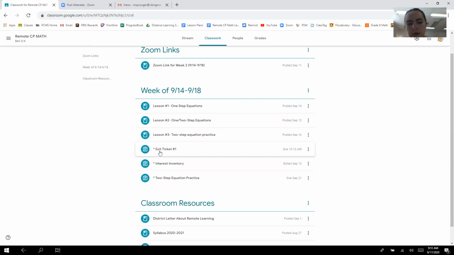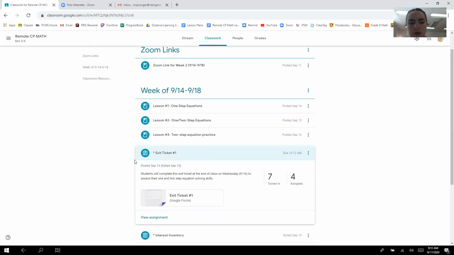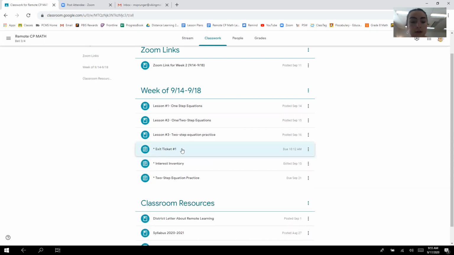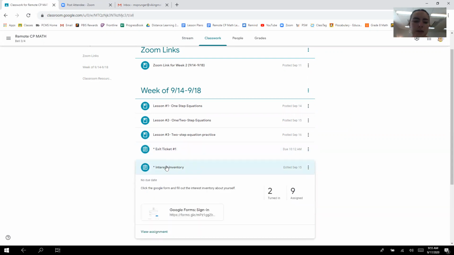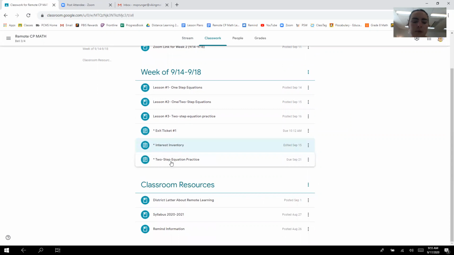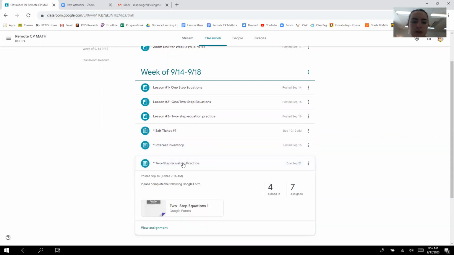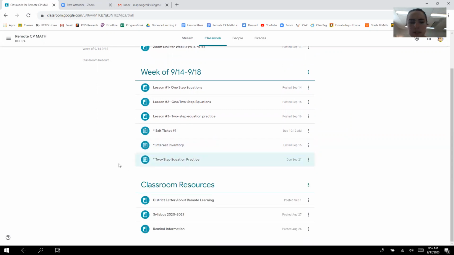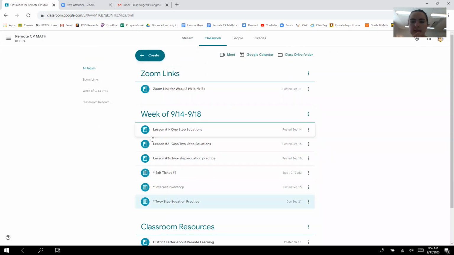You've got an exit ticket, which is just 2 problems that I want you to work on, a 1-step and a 2-step equation. I've got an interest inventory, so I want to know a little bit about yourselves. And then 2-step equation practice. This is just 6 problems, and you get to solve for the missing variable. Because I can't see you face to face, I want to make sure that you have access to practice problems at home and that you're understanding what I'm teaching in the videos and in the class sessions.